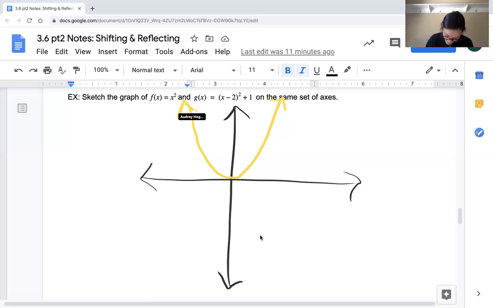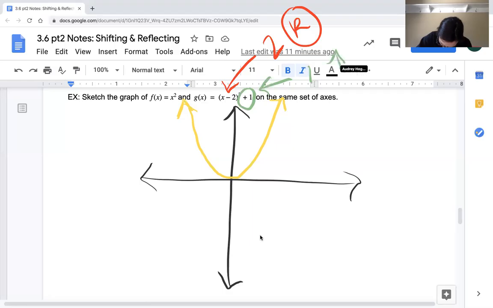And then g of x equals x minus 2 quantity squared plus 1. So I know that from this part, it's going to be 2 units to the right. And then from this little part here, I know it's going to be up 1. So if I take my parabola and move 2 units to the right, and then move up 1, let me do my final thing in blue, g of x equals x minus 2 quantity squared plus 1, that's going to be my origin, 2 to the right, up 1. So my origin is going to be right here, and then I'm going to have the same kind of parabola.